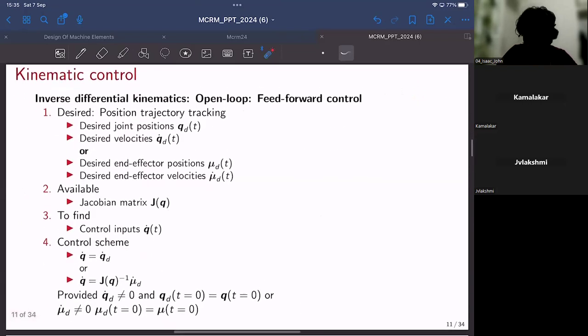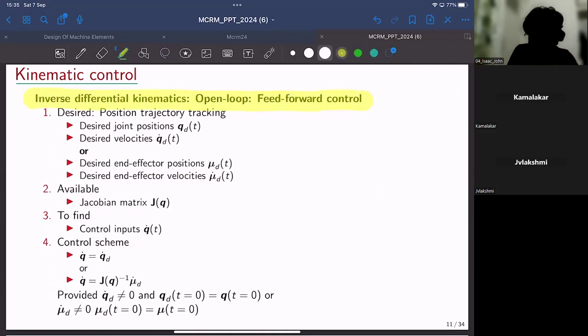Okay, so now we move on to different control schemes. The first scheme that we would be investigating would be different schemes of kinematic control. So the first scheme that we would be discussing is an open loop scheme. We call this an inverse differential, or you call this an open loop control input. So what are the key features of this scheme?